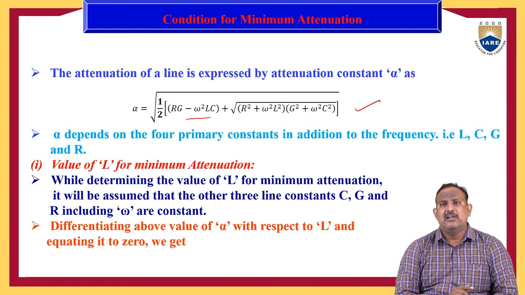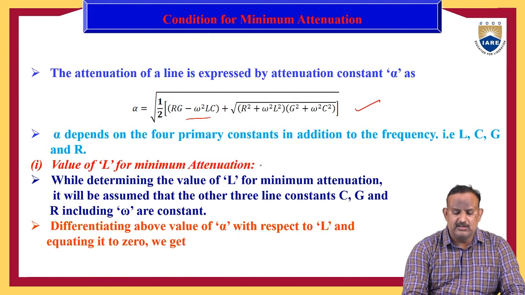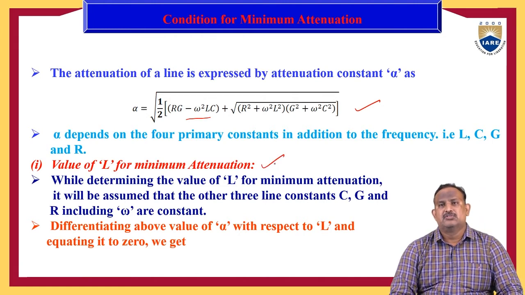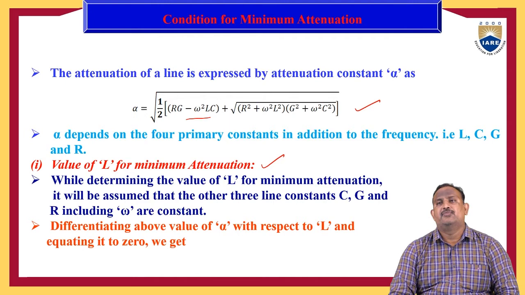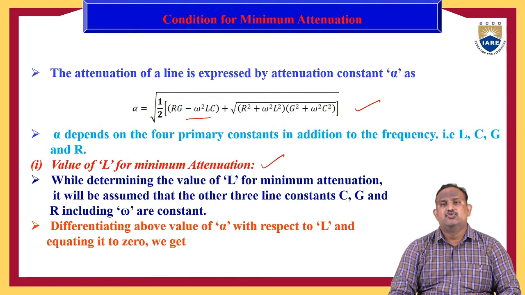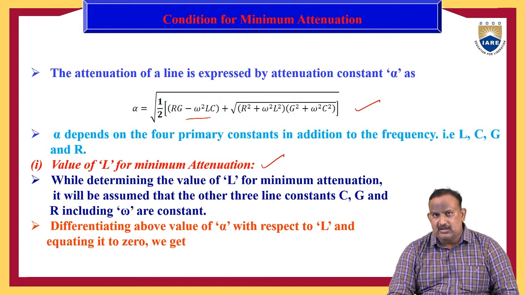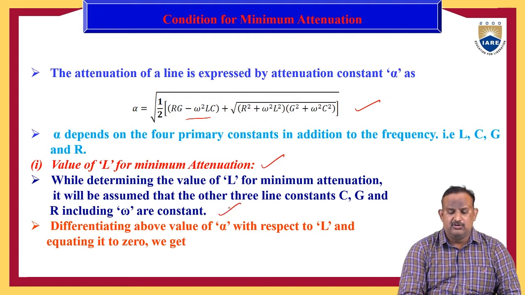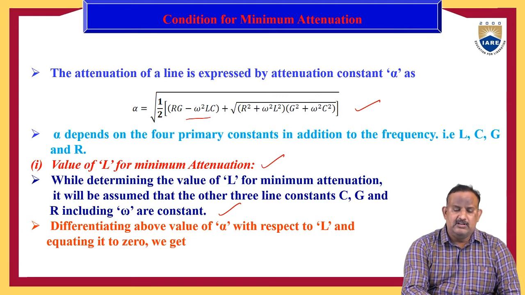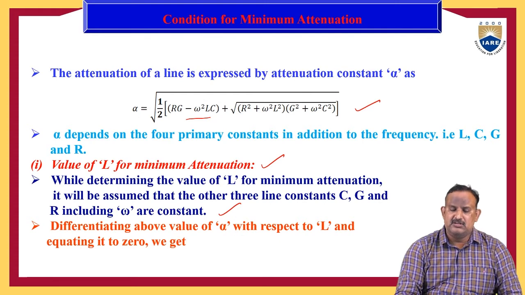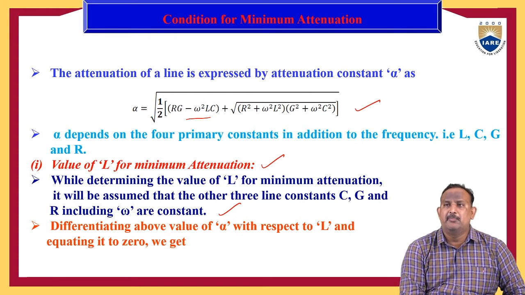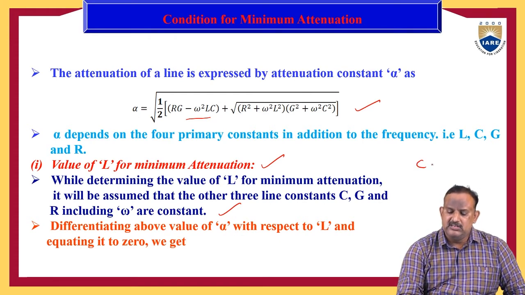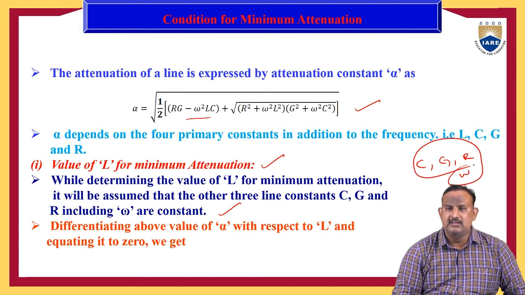The first one is the value of L for minimum attenuation, the value of inductor for minimum attenuation. While determining the value of L for minimum attenuation, it is assumed that the other three line constants C, G and R, including omega, are constant. We need to keep that. While finding the L value for minimum attenuation, we keep the C value, G value, R value and omega value constant.